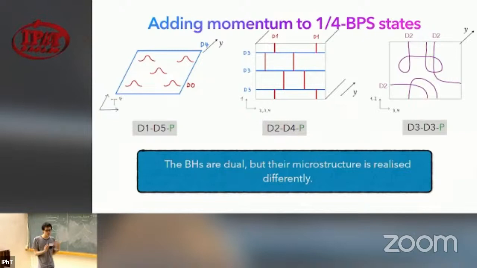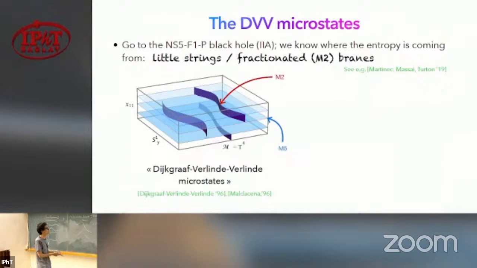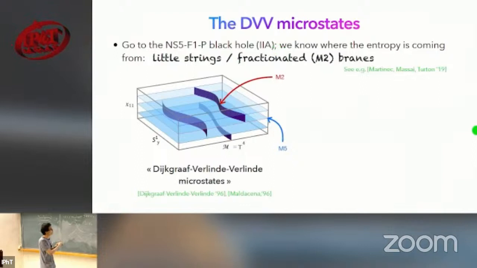So the difficult part was that for the 1-5 strings, we don't know how to follow them when we increase g_s to be big. But what about the other microstructures? Take, for instance, the DVV microstates. Instead of considering the D1-D5-P system, let's do an S-dual and a T-dual. So go to an NS5-F1-P system in type IIA. We know exactly where the entropy is coming from. It's coming from little strings.